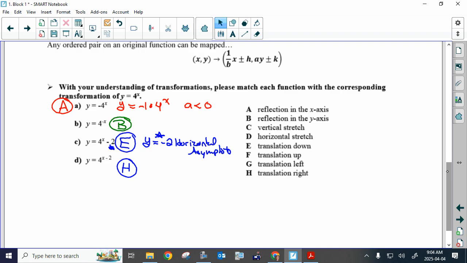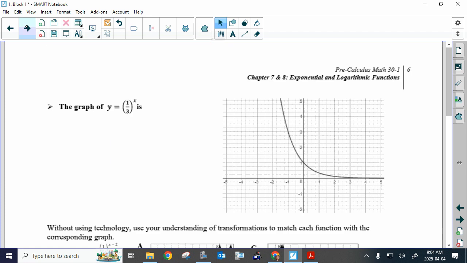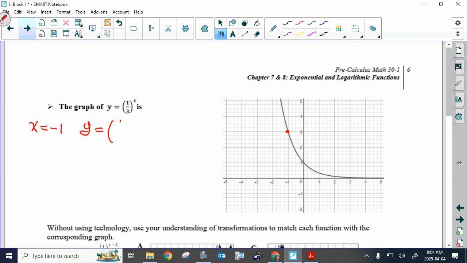And this should feel like entirely review, particularly if you guys have been doing your 10 weeks. Transformations are quick and easy now, right? This is your basic y equals 1/3 to the power of x. Let's quickly confirm why this ordered pair is what it is. If x is equal to negative 1, then y would equal 1/3 to the negative 1. Using our exponent laws, this becomes 3 to the power of 1. And that's why the ordered pair negative 1 and 3 exists.